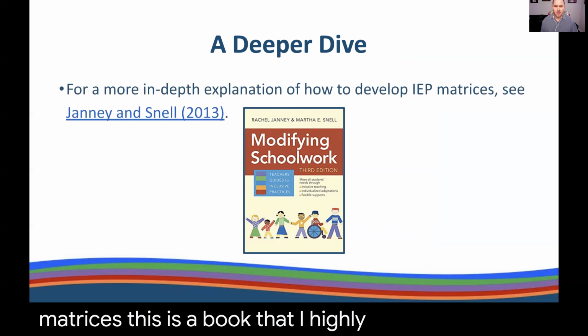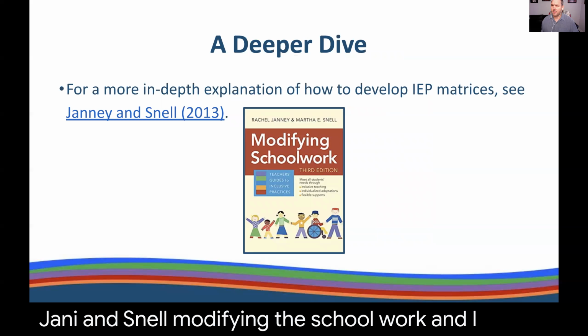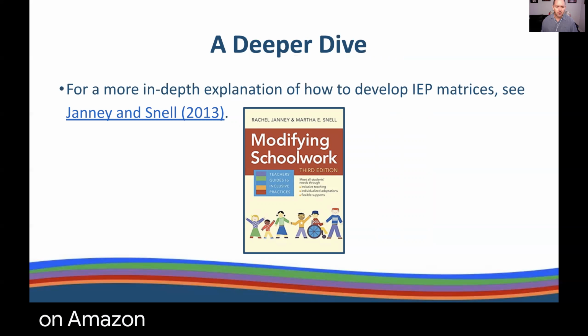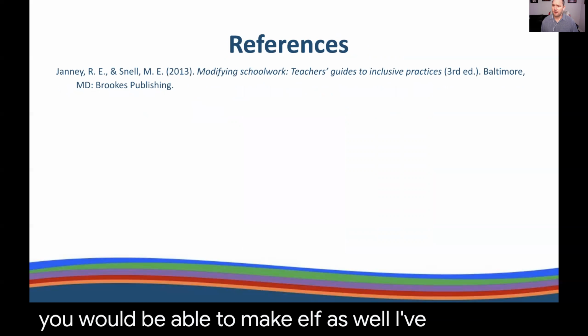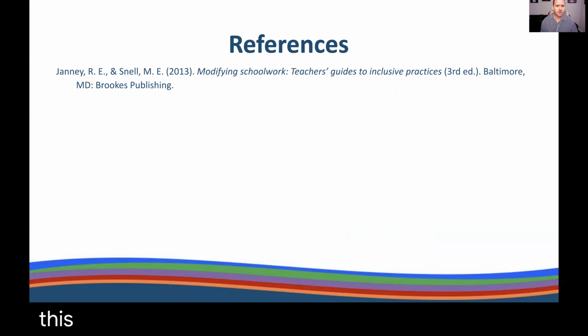And if you wanted to do a deeper dive on creating data matrices, this is a book that I highly recommend by Janney and Snell, Modifying Schoolwork. And I have the link here if you wanted to look at it or purchase it on Amazon. But it provides very clear examples that you would be able to make yourself as well. I provide the reference here in case you wanted to look more into this, purchasing this book.